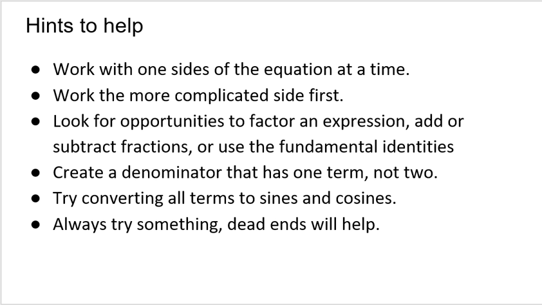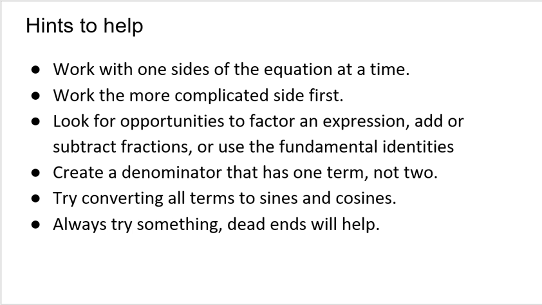So another hint is to always start with the more complicated side, right? The side that looks more complicated means there's more that you could do to simplify it. Starting with a simpler side, well, it's just less to do, so there's not a whole lot you could do. So we recommend you starting with the more complicated side first. As we did with simplifying, look for opportunities to factor, look for opportunities to add or subtract, definitely look for opportunities to use the fundamental identities, right? That's what simplifying was all about. Sometimes you have to create a denominator that has one or two terms, not two. And that's a little bit weird, but I'll kind of explain what that is as we look at some examples.